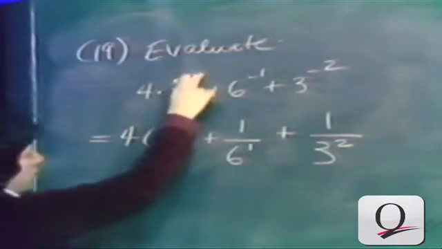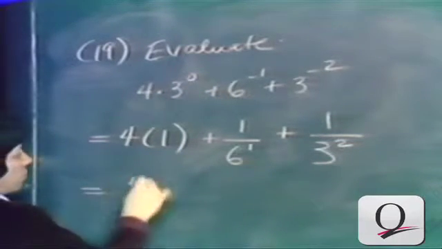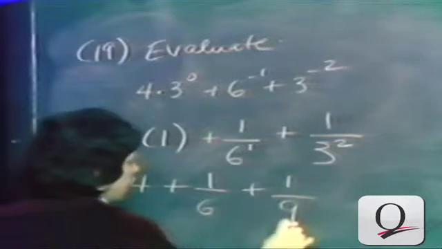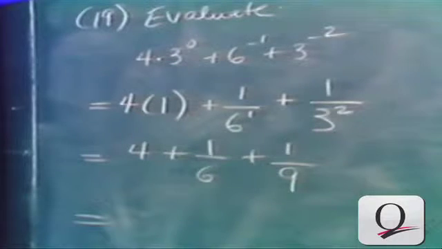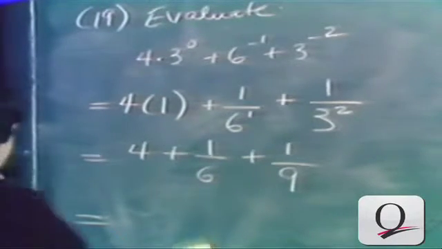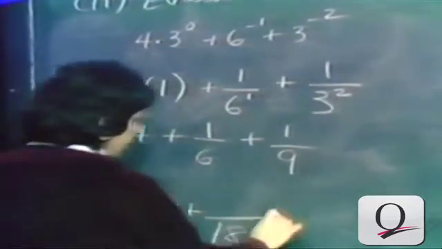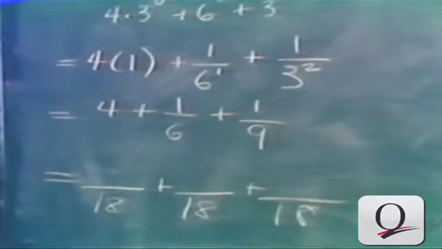And it's just 3 that is being raised to the 0 power, not 12. So we have 4 plus 1/6 plus 1/9. We would like to combine this into one fraction. The LCD would be 18. So we're trying to build fractions equivalent to the original ones here, all having denominator 18.